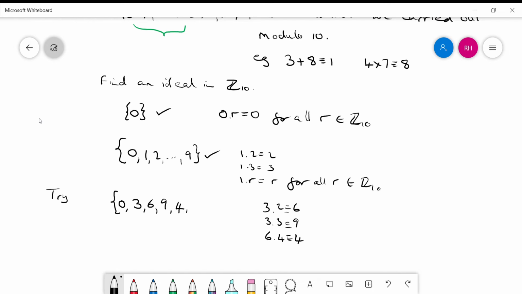Once we've got the 3 there, we go 3 times 7, which is 21, equivalent to 1. And of course, once we get 1, we get all of them. So what I'm saying is 0, 3 gives the whole ring, which we had before.